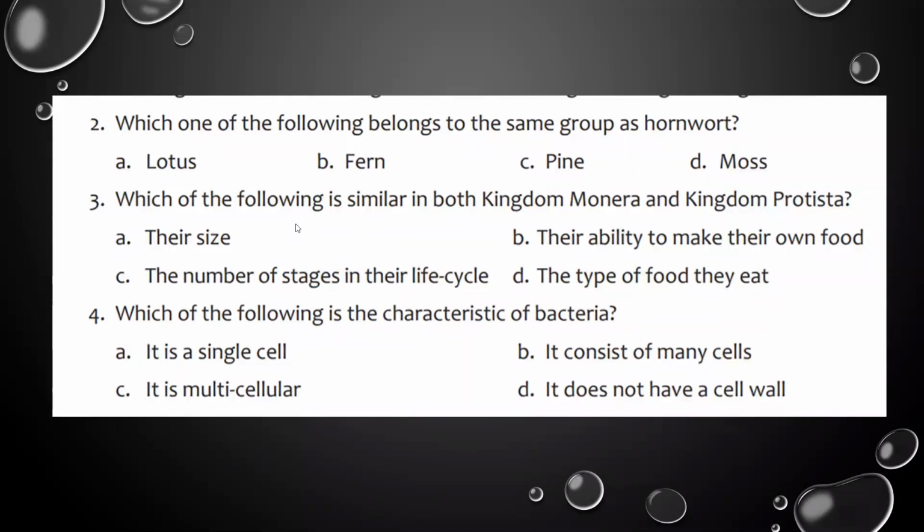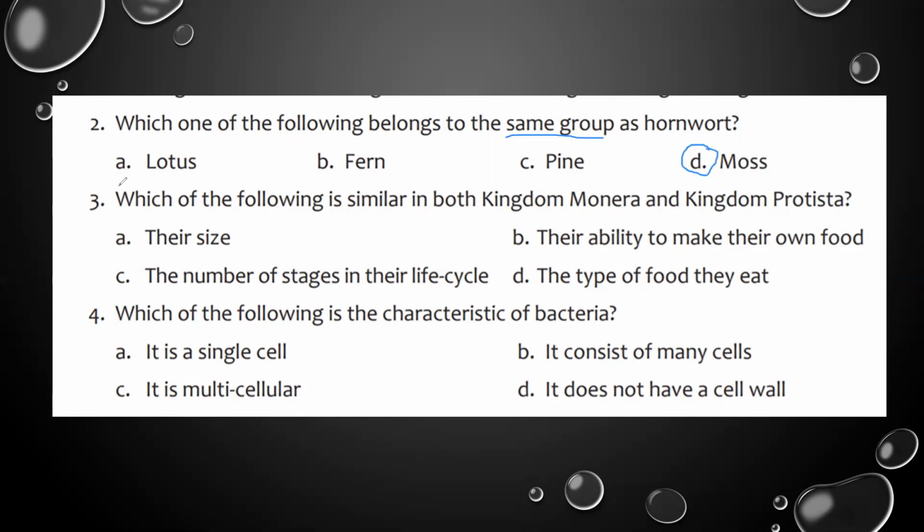Which of the following belongs to the same group as hornwort? What is your answer? What is hornwort again? Hornwort is a non-vascular plant. So which one? Is it a lotus, fern, pine, or moss? What is your answer? Anyone? Okay, so our answer is moss.